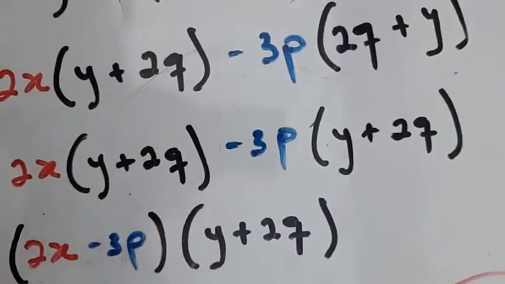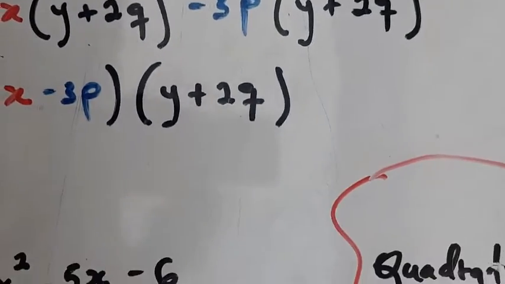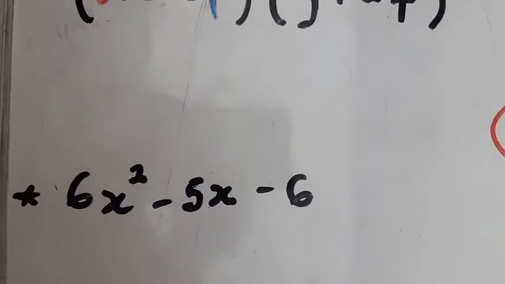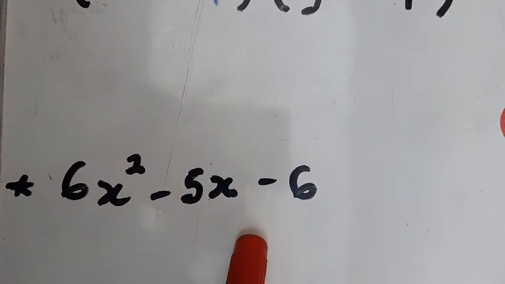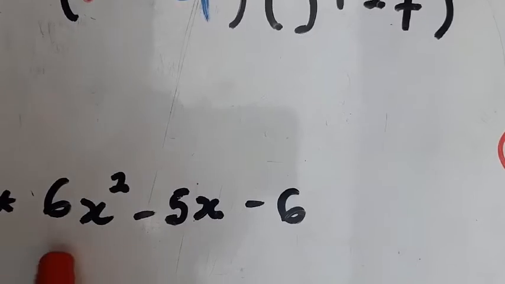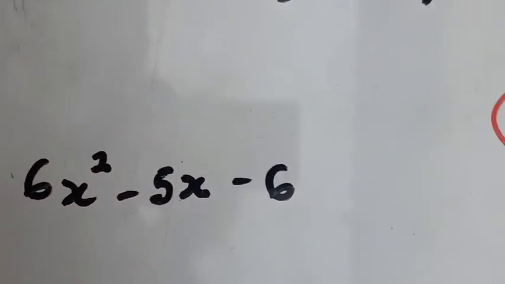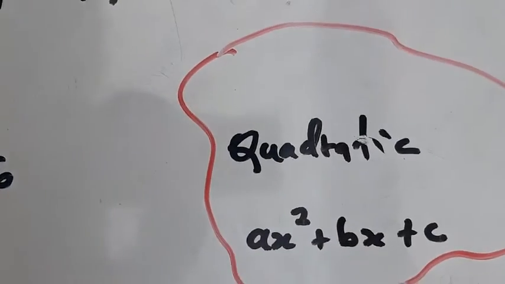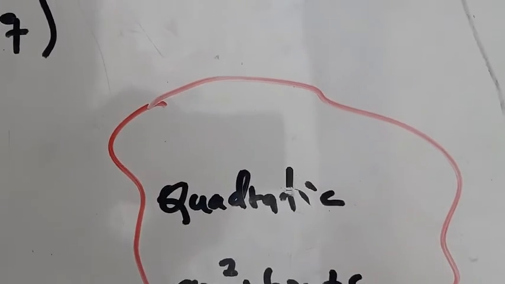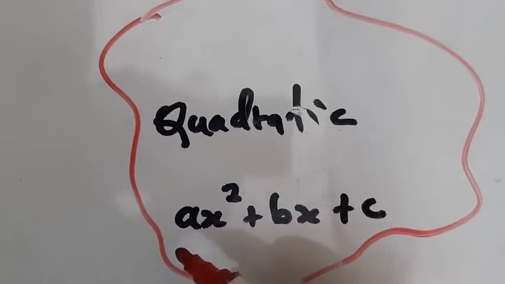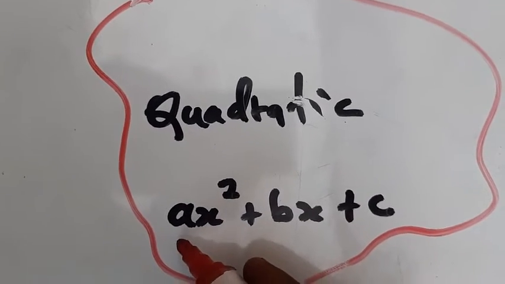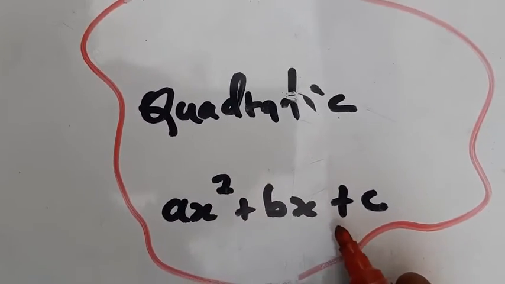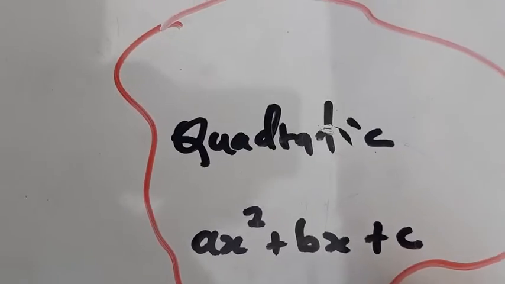So look at the next question here. Now the next question says 6x squared minus 5x minus 6. Is that okay? Now this guy here is what we call a quadratic, right? So what is a quadratic, or who exactly do you call a quadratic? Don't let this thing scare you. Is that okay? Don't let this thing scare you. So you have ax squared plus bx plus c. So I will explain this thing in just a few seconds.